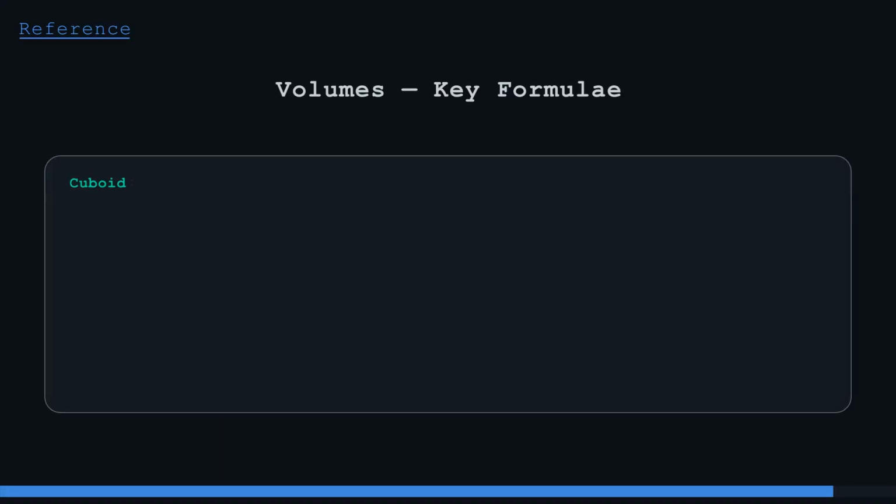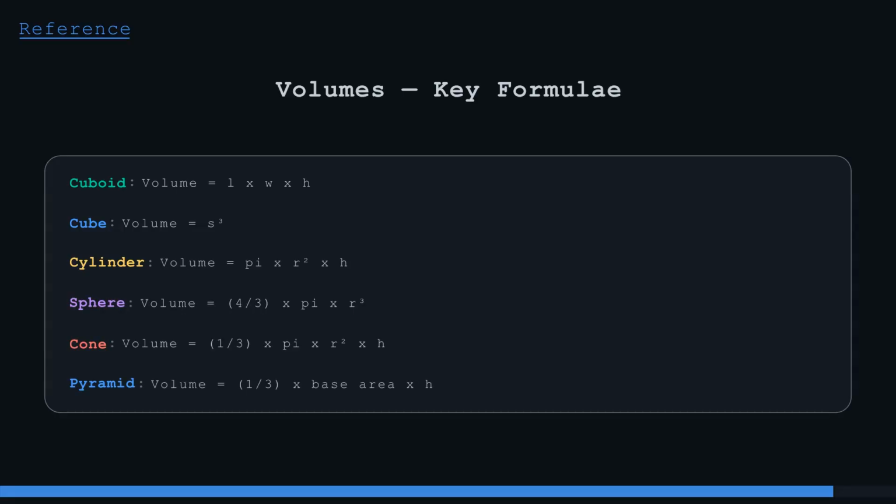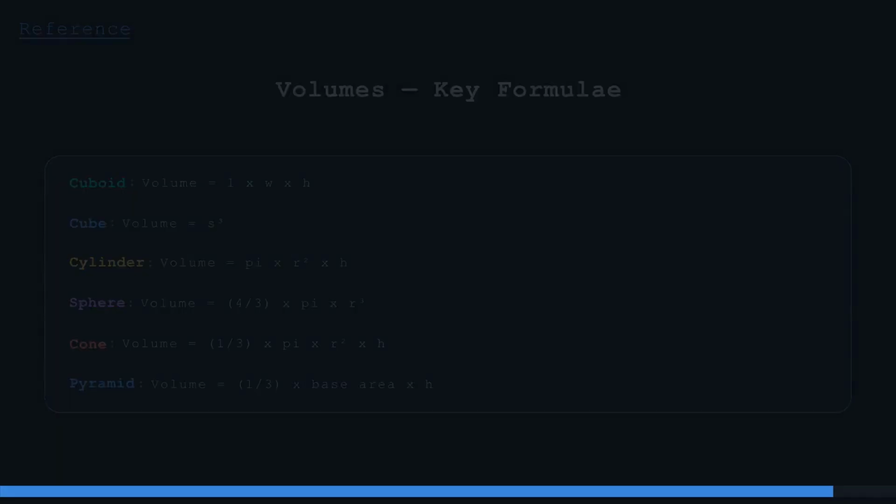Here is your reference card for volumes. Cuboid, length times width times height. Cube, side cubed. Cylinder, pi times radius squared times height. Sphere, 4/3 pi r cubed. Cone, 1/3 pi r squared h. Pyramid, 1/3 times base area times height.